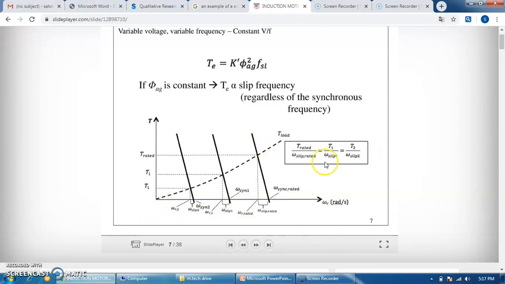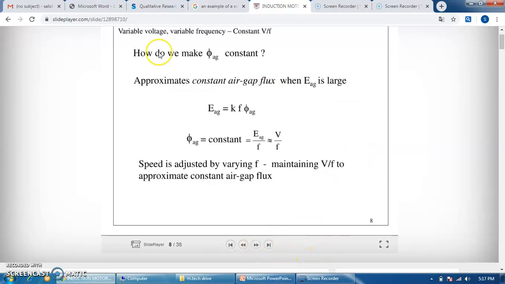Now if we take the ratio, it will be equal to T rated by W slip, T1 by W1 slip, T2 by W1 slip. In this axis, this is T1, this is T2, and this will be your T rated. T1, this is T2, and this is T rated by W slip, T1 by W slip, T2 by W slip. Now, how we can make that phi or flux constant?